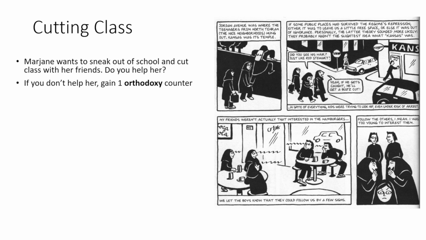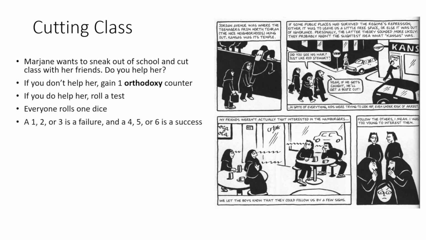All right. If you don't help her, give yourself one orthodoxy counter. If you do help her, you need to roll a test. So we'll go through this slowly so you can see how this works. And your instructor, again, may wish to pause the video. Everyone rolls one dice. So if you have a group of 3 people, each person rolls one dice. A 1, 2, or 3 is a failure. A 4, 5, or 6 is a success.